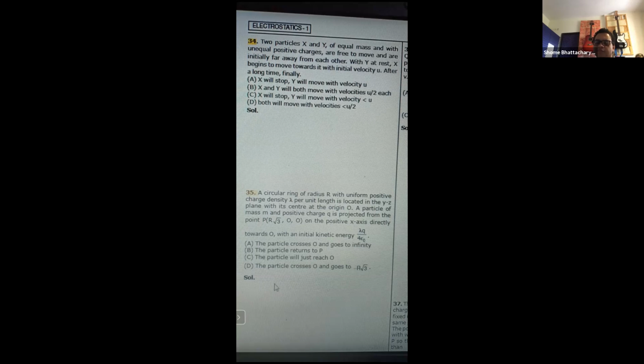So Arman, what are the principles you applied in the question? Momentum conservation. Very good. And energy conservation. Yes, energy including the electrostatic potential energy of the pair. Okay, so your concepts are clear. Now, let us understand what will happen. Because the masses are same, can this thing happen? Can X stop while Y will move with the velocity of U? Because initially X was given the motion. Do you think this thing can happen?